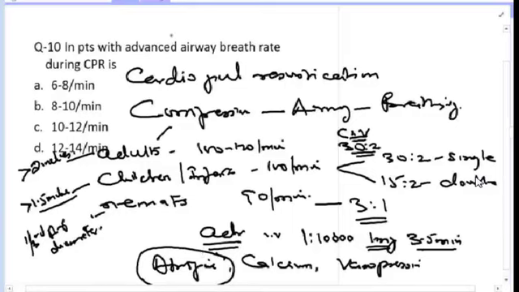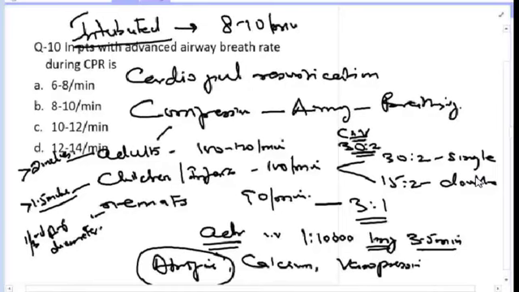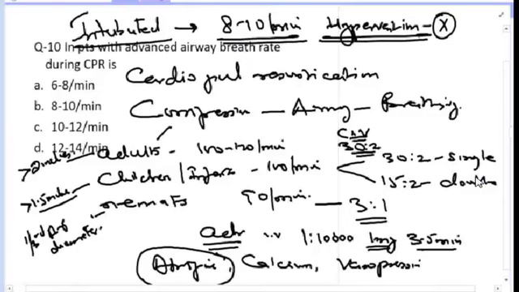Now, if the child is intubated or is having an advanced airway, then the breath rate is 8 to 10 per minute. Hyperventilation should be avoided.